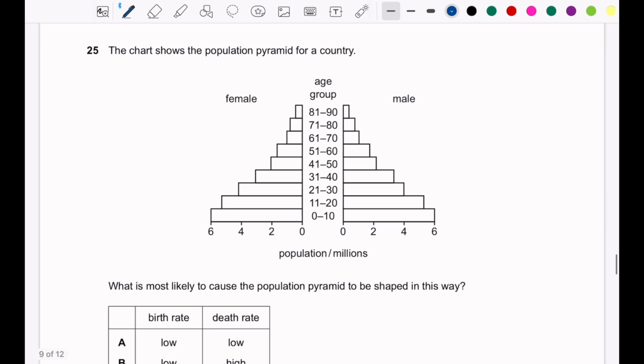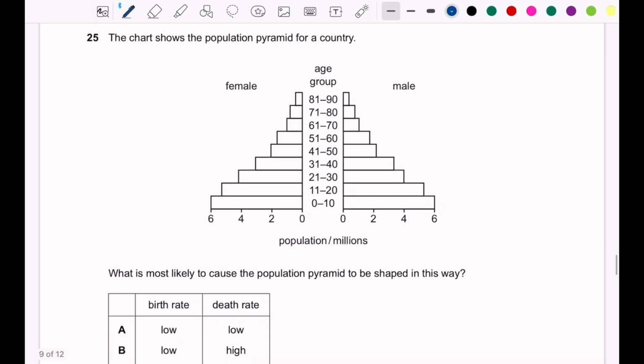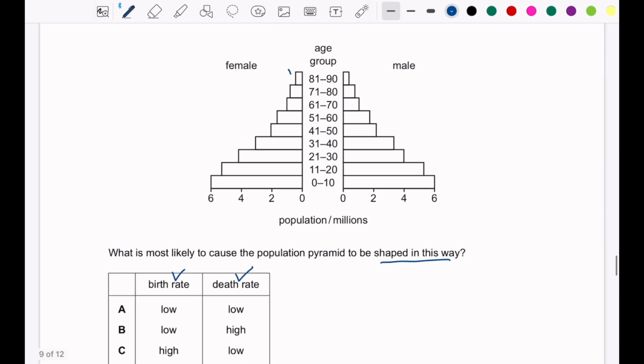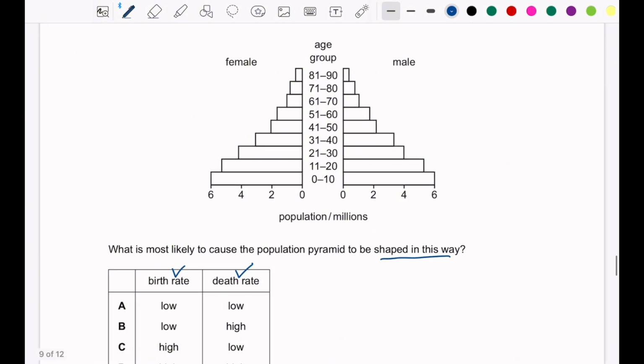25. The chart shows the population pyramid for a country. What is most likely to cause the population pyramid to be shaped in this way? So it's definitely high birth rate because we can see the box is the widest, and also high death rate because see the box here is the thinnest, so it means that the death rate is really high also. The answer is D.